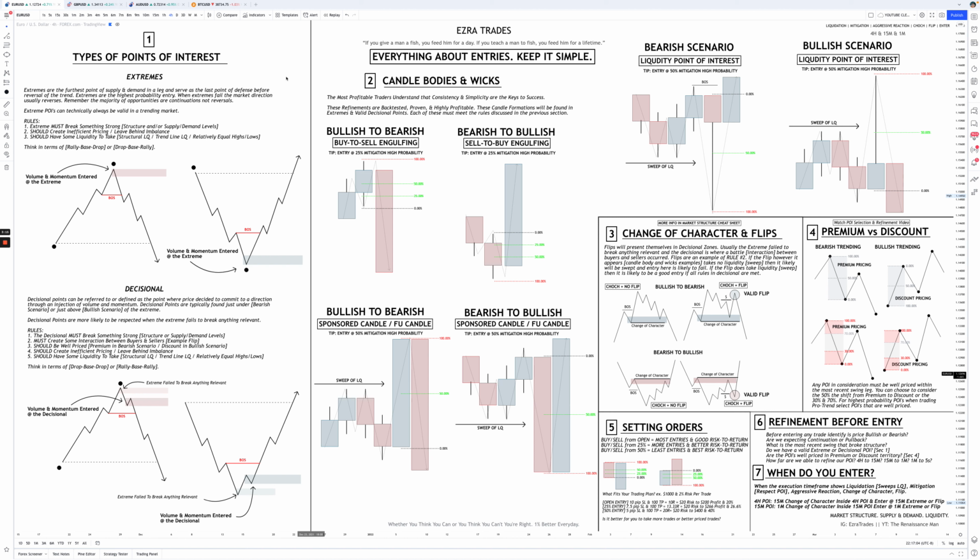So extreme points, if we go ahead and read it, extremes are going to be the furthest point of supply and or demand in a leg, and they serve as the last point of defense before the reversal of a trend. Extremes are going to be the highest probability entry, meaning in terms of the highest likelihood of being successful without failing, right? When they do fail, it's typically because the market direction usually is going to reverse. In other cases, it can sweep you, but typically we don't see a lot of sweeping of extremes unless it's going to create a reversal of some kind. And we'll go over what it looks like with candles in the next section.